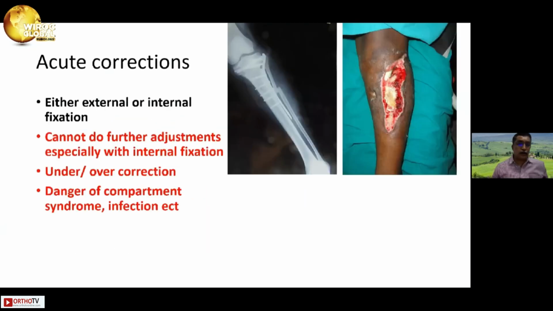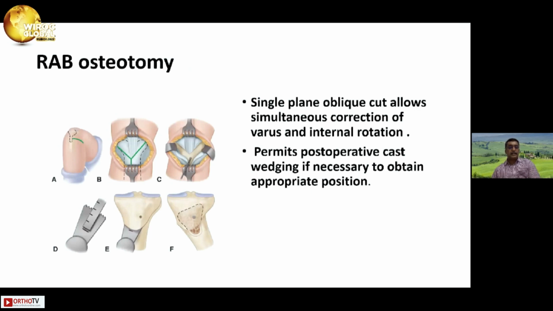Ilizarov is not the only option. You can use an internal fixation, but the problem is you cannot do further adjustments after the surgery. There might be a risk of under or over correction, and sometimes things can turn a little nasty with danger of compartment syndrome and infection with internal fixation, especially acute corrections. Wrap osteotomy is a good procedure in the early stages. A single oblique plane cut allows simultaneous correction of varus and internal rotation. And you can do some post-operative wedging also to obtain the appropriate position.